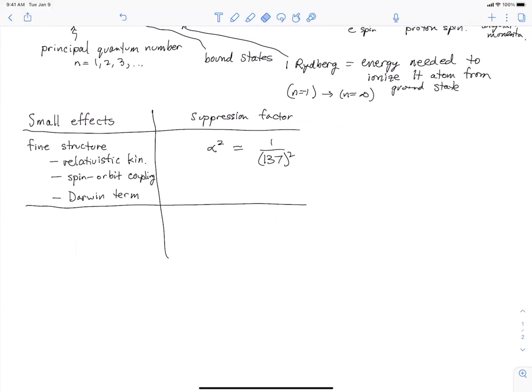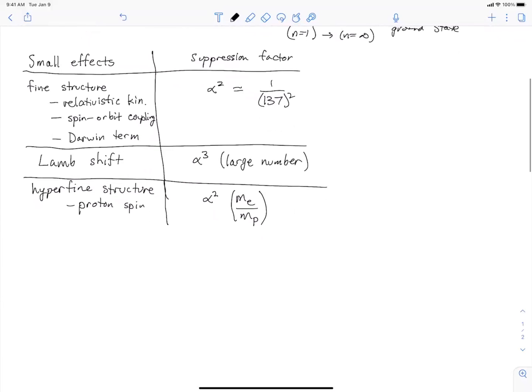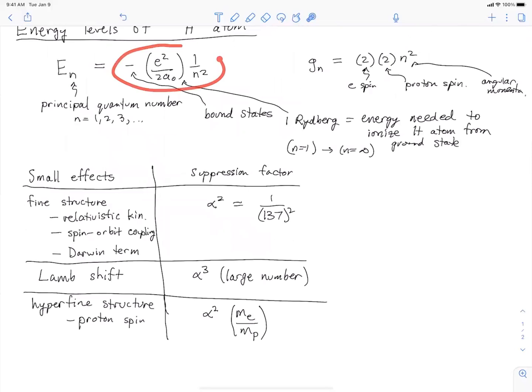Then there's something called the Lamb shift. It turns out to be proportional to alpha cubed. That's very small, but it just so happens it's multiplied by a very large number, so it's actually not as small as you might naively think. And then there's something called hyperfine, which, as you might imagine from the name, is something much less than fine. This is due to including the proton spin interactions. It's also proportional to alpha squared, which is a small number, but it's also multiplied by another small number, the mass of the electron divided by the mass of the proton. So these are the very small corrections to this formula for the energy.